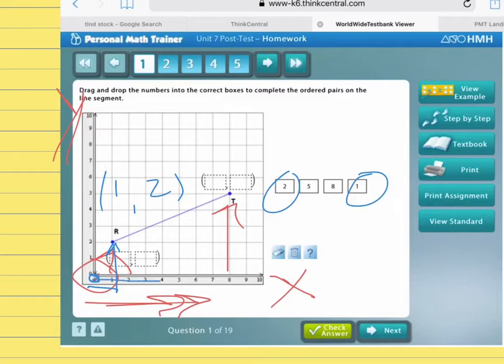Now start at the origin, move over 8, and up 5. So that number is (8, 5).